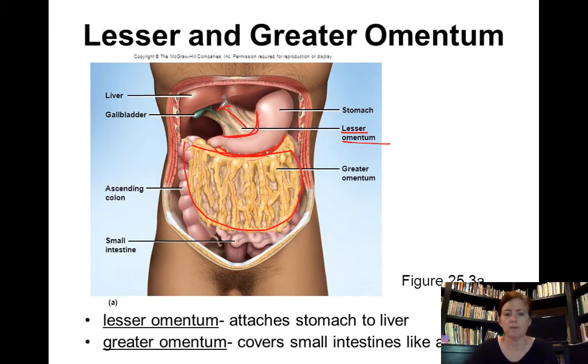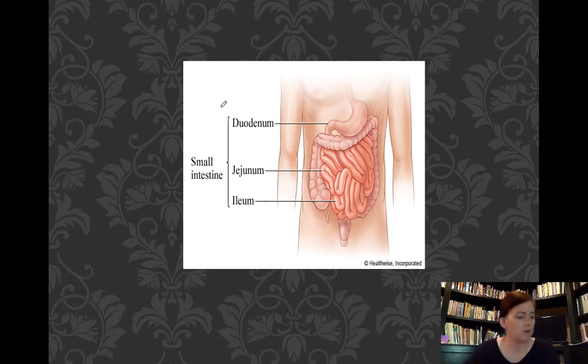Okay, so that's omentum. Okay, which brings us to small intestines. So small intestines are going to be the structures that we head to next after we come out of the stomach. And small intestines are important because most of our digestion happens here. Most of our chemical digestion happens in the small intestines. And we have 3 different regions of the small intestines. We start with duodenum, which is going to be the first region, then jejunum, then ileum.